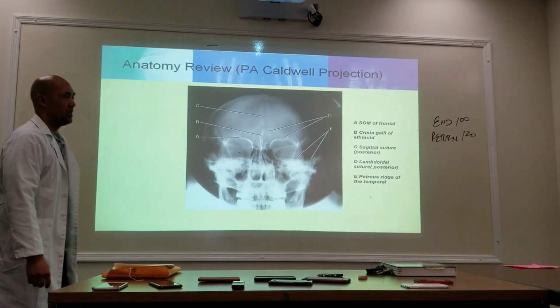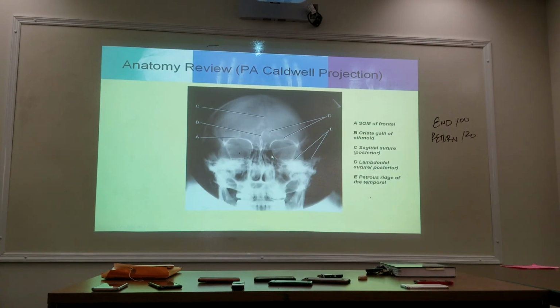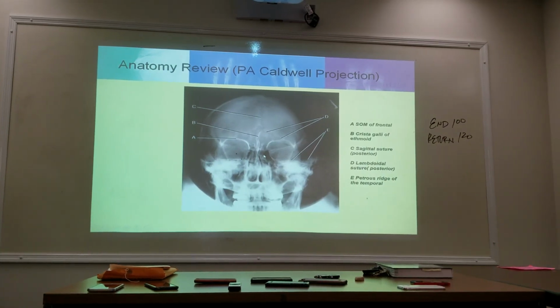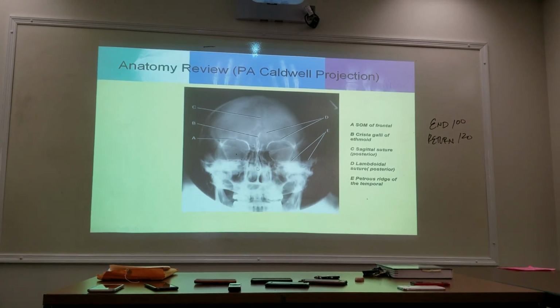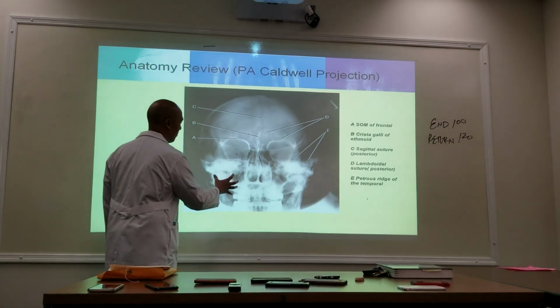Now, do you guys see these dark spaces right here? Sinus. That's one of the sinuses. That's the sinus of the ethmoid. These are your ethmoid sinuses right here. You're not going to be able to see the sphenoid sinus because it's a little bit deeper and the bones are dense.